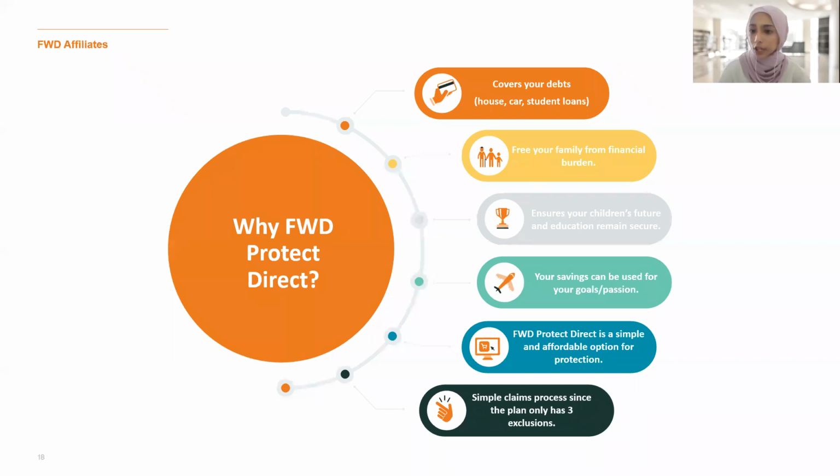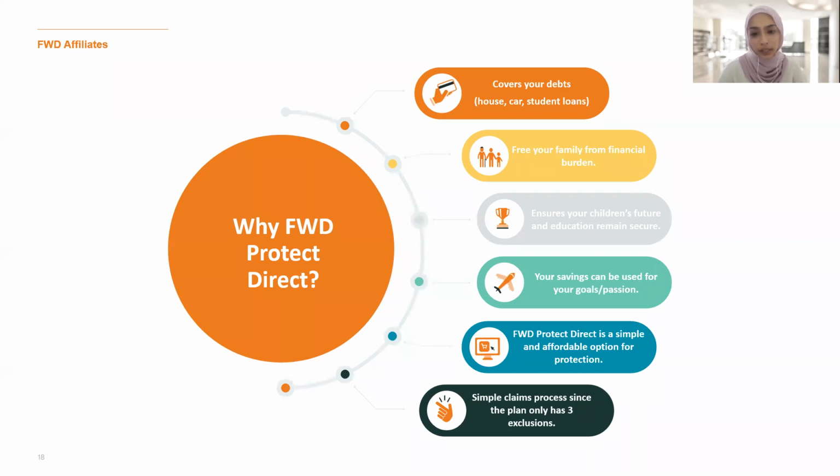Another thing about Protect Direct specifically is that it is a simple and affordable option for protection. Like I mentioned, the monthly contribution is as low as 11 ringgit and 17 cents a month. It is extremely affordable, and because it's a level contribution, you can plan long term for your personal finances. It keeps things very simple because you can do everything online. You don't have to leave the house. You don't have to go through lengthy paperwork. You just have to go through the application process, which takes about 5 to 10 minutes at most, and then you're already covered under a plan.